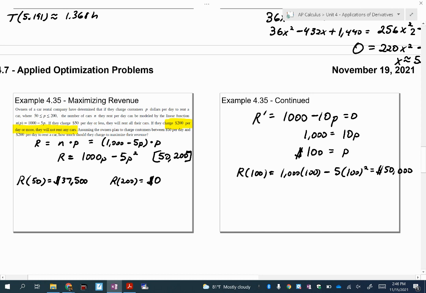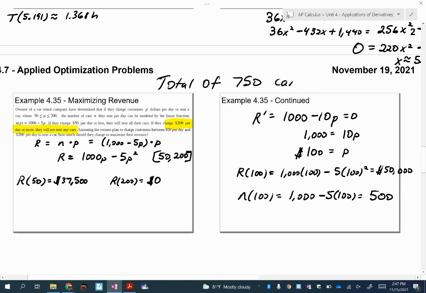Let me see. So N at 100 would be 1,000 minus 5 times 100. That's 1,000 minus 500. That'd be 500 cars. And if we chose 50, let's see, 1,000 minus 5 times 50, that's 250, that's 750 cars. You don't really need to know this for the problem, but I'm just curious in terms of like if this was real life.